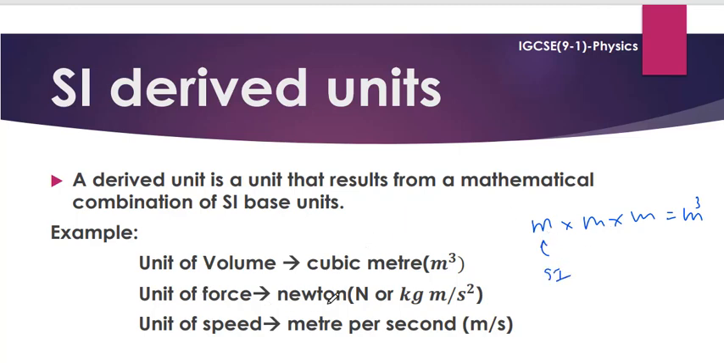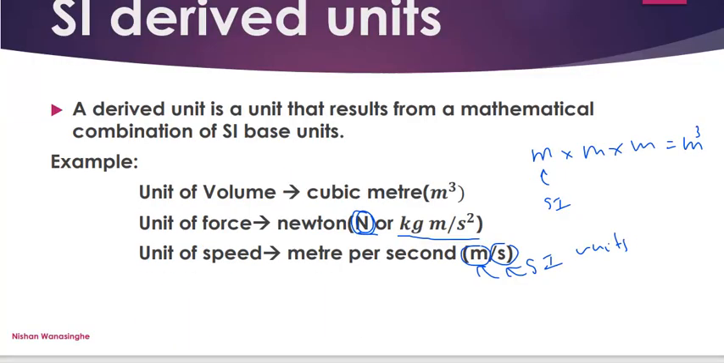Another example, unit of force, Newton. We use a single unit, it is the name of a scientist. We can use kilogram meters per second square. Unit of speed, meters per second. All these single units in the derived units are SI units. So these are created using SI units, right?